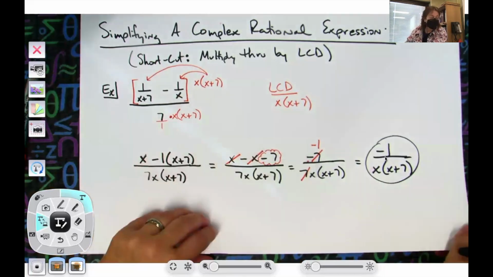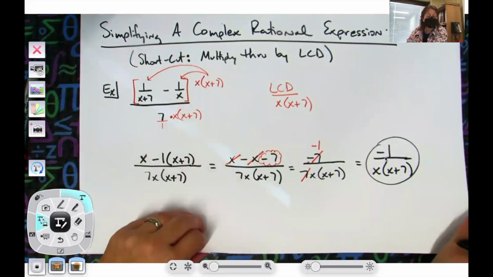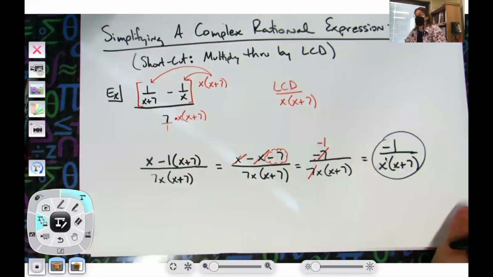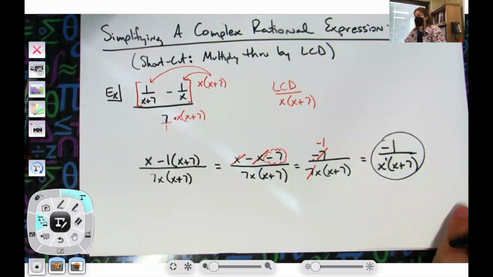Okay. All right, let's take a look at another one. Actually, we may do 2 of these because it's just brand new, so you need to see lots of examples. Okay, so far so good. Still see some pencils moving. Okay. All right.